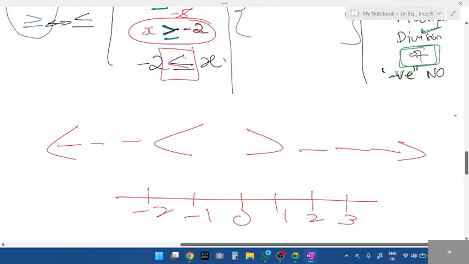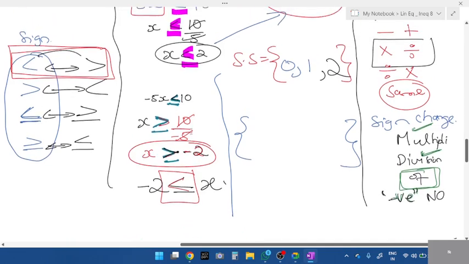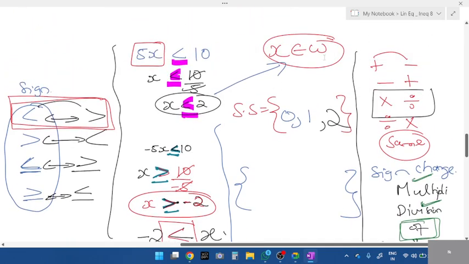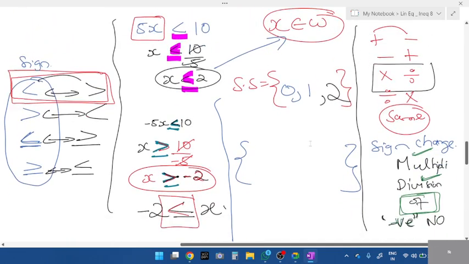So, our number line is from minus 2, students. You have to consider these numbers. And what does x belong to? Whole numbers or integers? Yes, whole numbers, right?